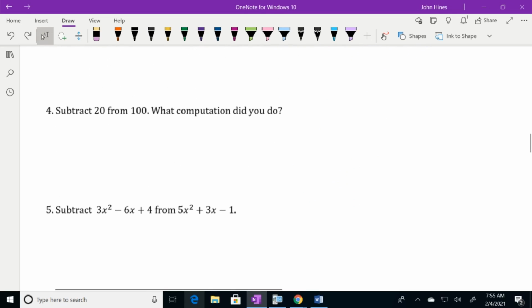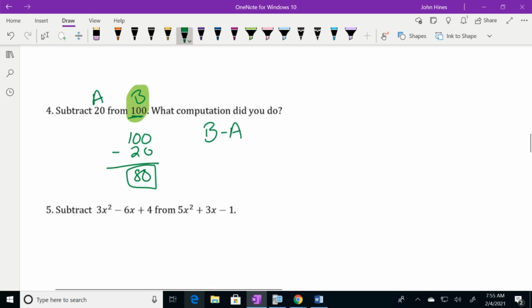Subtract 20 from 100. So really what I'm asking you to do here is 100 minus 20, which gives me 80. So notice, subtract A from B. When I have subtract something from something else, we start at the back end. We really do B minus A. So subtract A from B, we really read that backwards as B minus A.